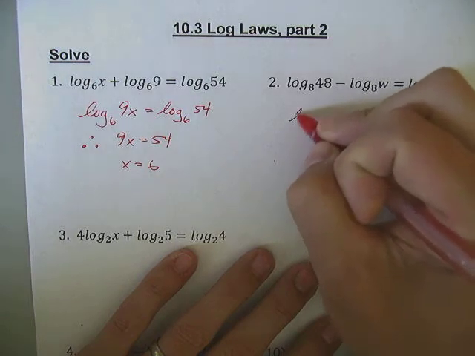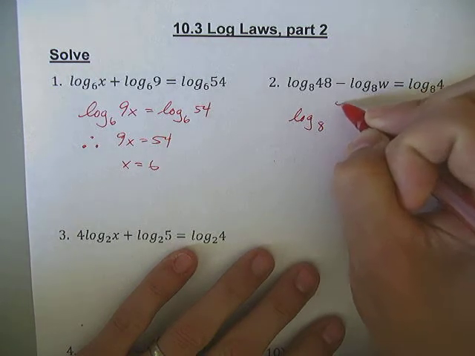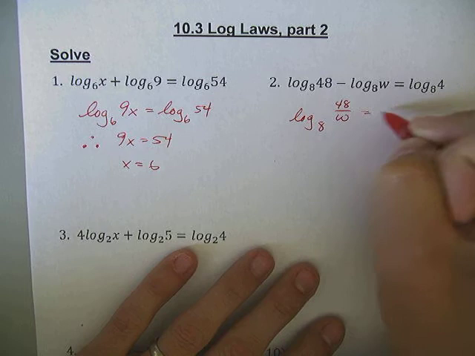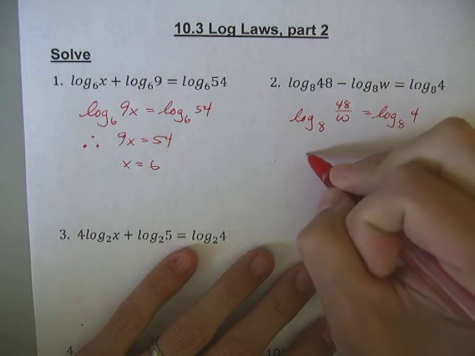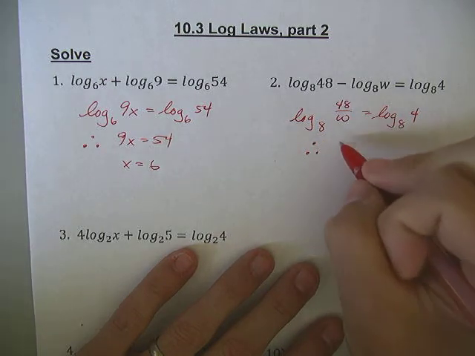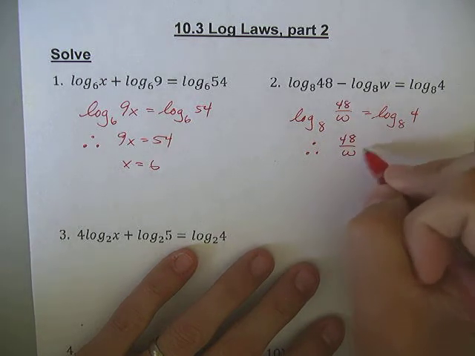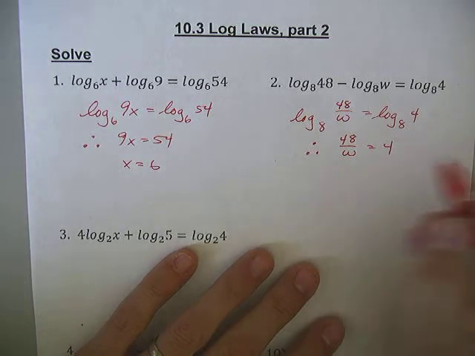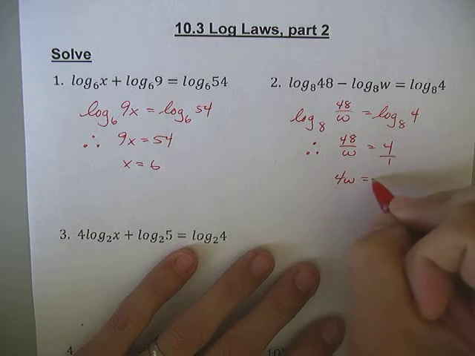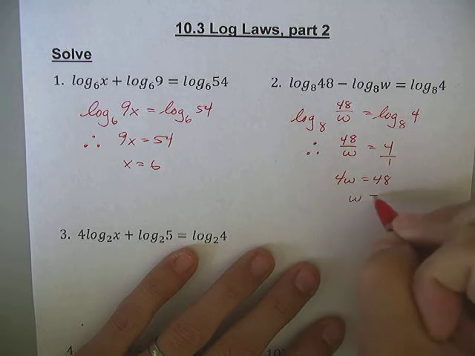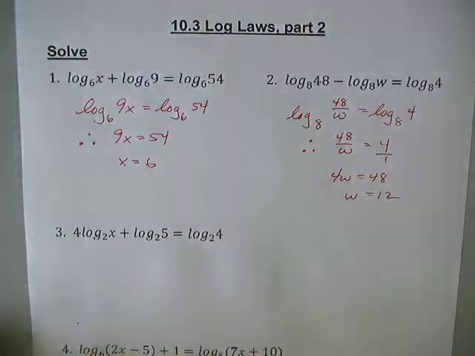So now let's subtract this time. So it's going to be log base 8 of 48 over w equals log base 8 of 4. All right, therefore, we can just simply say 48 over w equals 4. You can treat that like a proportion. Cross multiply. 4w equals 48. So w equals 12. All right, not super tough right there. Hopefully this all makes some sense to you.